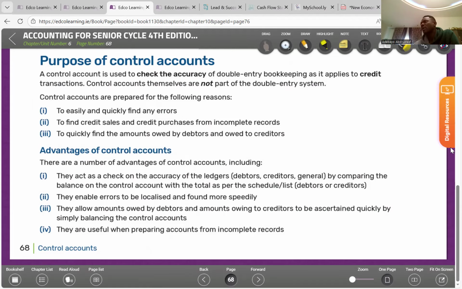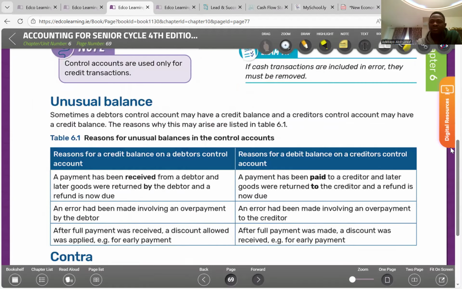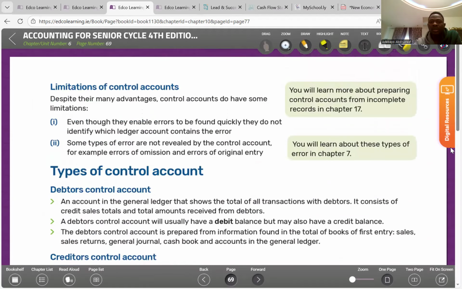So when you have to prepare your accounts, it's useful to use sales, creditors control account, sales control account, and purchases control account. Sales control account is the same as debtors control account. Creditors control account is the same as purchases control account. Are you with me? So what are the problems when we are preparing control account?